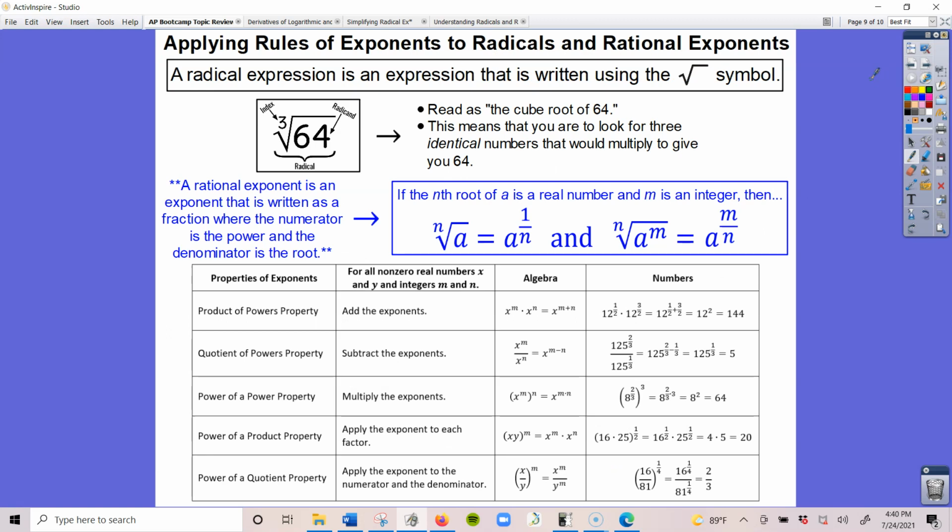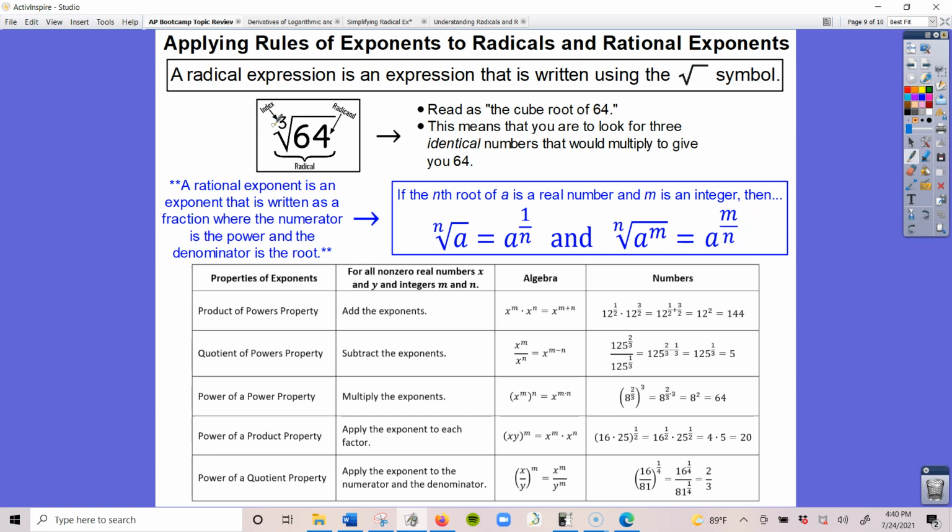Now, this is calculus, right? So we're going to expand these rules of exponents to radicals. A radical is any expression that is using the radical symbol. Now, most of us know this symbol as the square root symbol. However, there are other radicals. We have the square root, we have the cube root, we have the fourth root, fifth root, sixth root. We have an infinite amount of roots.